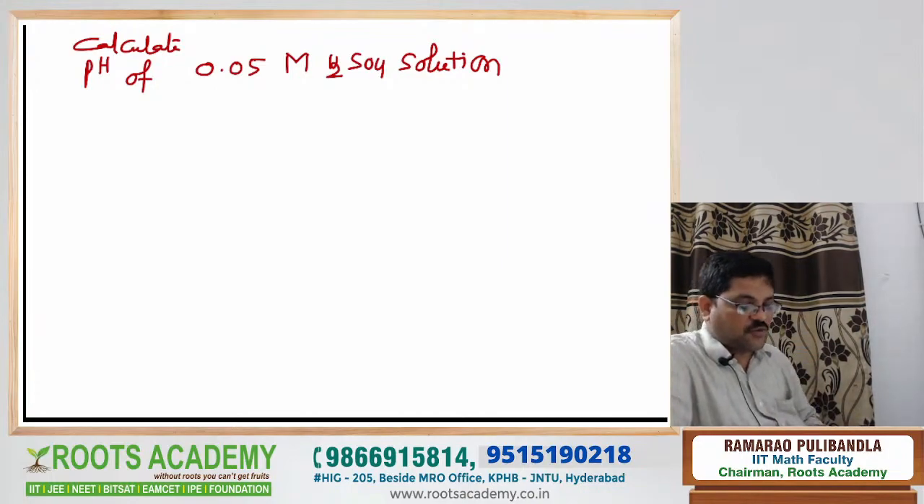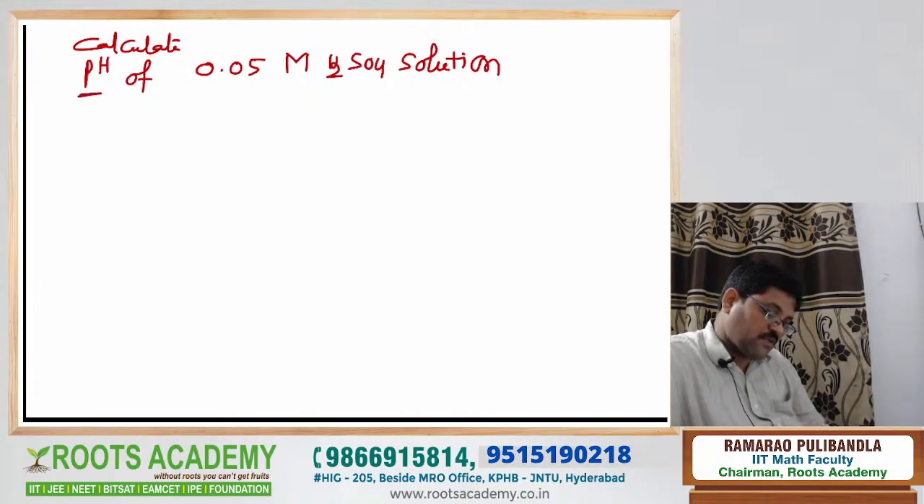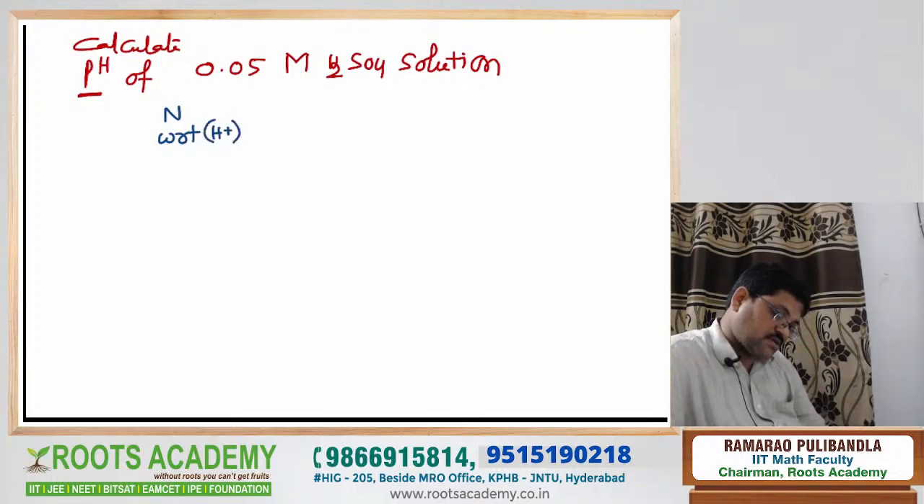Calculate pH of 0.05 molar H2SO4 solution. Actually, pH problems are done in terms of the normalities. In terms of what, students? Normalities. Now, basing on that, normality with respect to H plus ions concentration is equal to molarity into number of H plus ions.